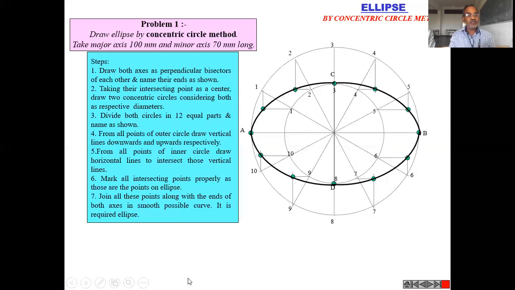With this, we have finished the special methods for the ellipse. So in the next class, we will go for the special methods for ellipse, parallelogram method. Right. Okay, right.